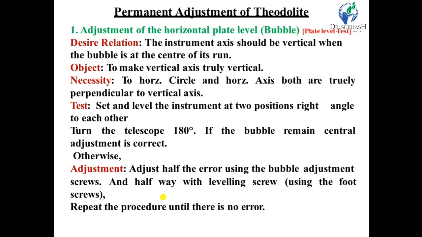How can we set it up? The test is to set and level the instrument in two positions at right angles to each other. After that, turn the telescope 180 degrees. If the bubble remains central, the adjustment is correct. Or if the bubble changes, then we have to adjust the bubble tube with the leveling screw. One screw has been provided for the bubble tube adjustment. Repeat the procedure until there is no error.